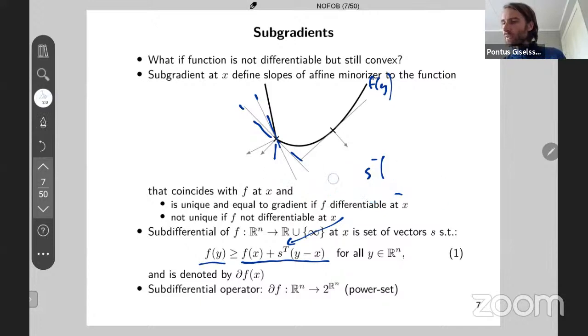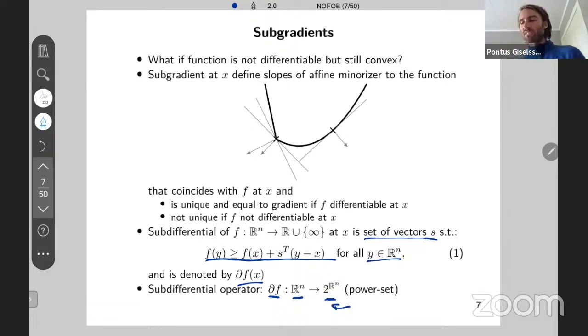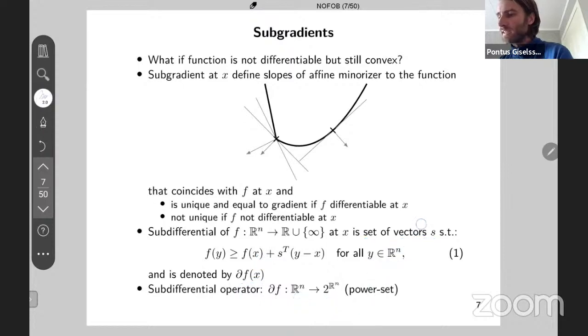And the notation that we use for subgradient is this partial symbol. So the subdifferential at a point x is the set of vectors s such that this holds for all y. So the subdifferential is a set, and the subdifferential operator takes a point in Rn and returns a set in Rn. This is a notation for the power set, which means the set of all subsets of Rn. So essentially, to summarize, subgradients define the slopes of the affine minorizers to the function that coincide with the function at this point x.